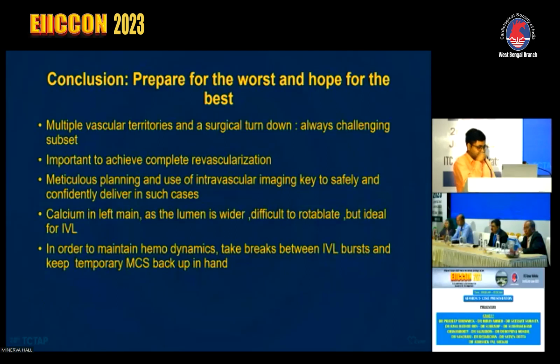So this is what I need to say. There were multiple vascular territories involved, and it was a surgical turndown case. We tried to achieve a complete revascularization. Meticulous planning and use of intravascular imaging was key to our success. The lumen is wider and difficult to rotablate, so it was an ideal case for IVL. And in order to maintain hemodynamics, we took breaks between giving the IVL bursts, and we kept the IABP ready in hand. Thank you.